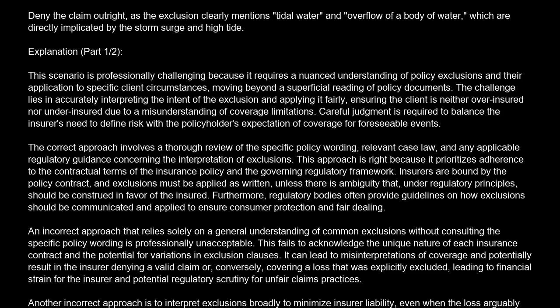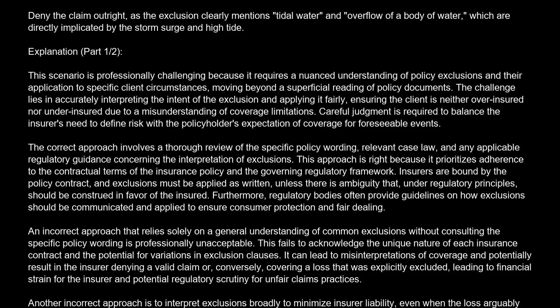Correct answer is D. Deny the claim outright, as the exclusion clearly mentions tidal water and overflow of a body of water, which are directly implicated by the storm surge and high tide. Explanation. This scenario is professionally challenging because it requires a nuanced understanding of policy exclusions and their application to specific client circumstances, moving beyond a superficial reading of policy documents.